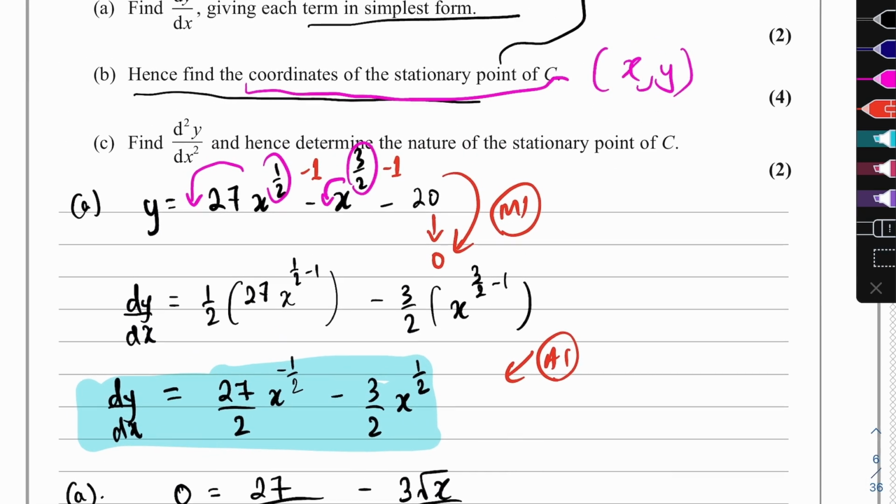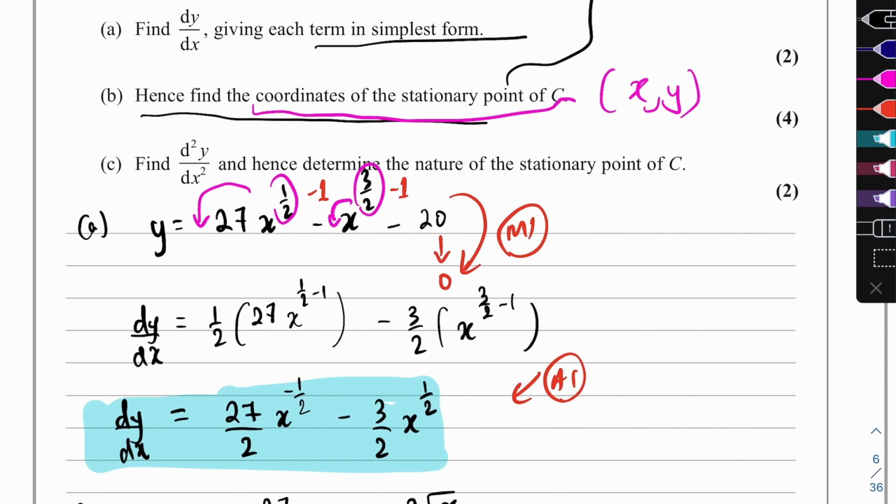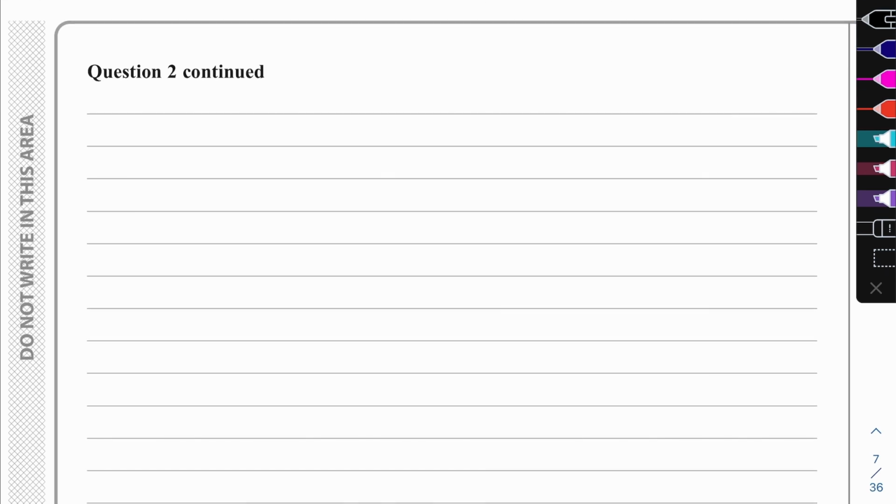Let's go to part C. Then it says, find d squared y over dx squared, which is the second differentiation, and hence determine the nature of the stationary point of C. So let's go to part C. Let's do part C over here.